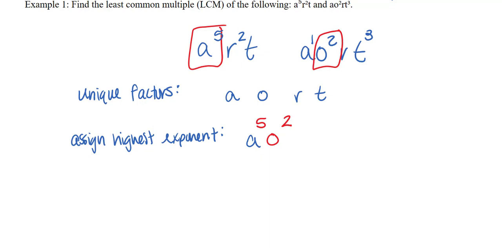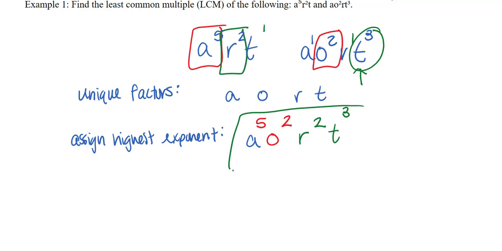So now we're going to look at r. When we look at r, we notice that this is r to the first and this is r squared. Well, r squared is larger, so we're just going to go r squared. Then the next thing would be t. This is t to the first and this is t cubed. So we're going to take this one, so this would be cubed. So now let's go ahead and look at the next example.